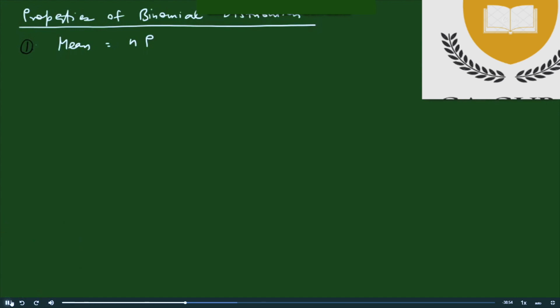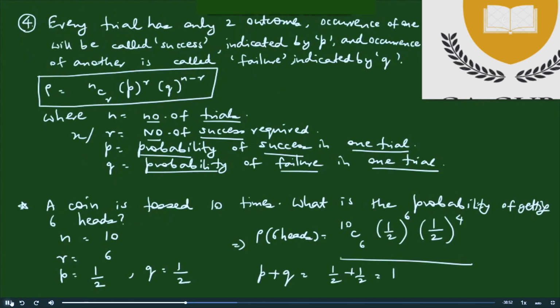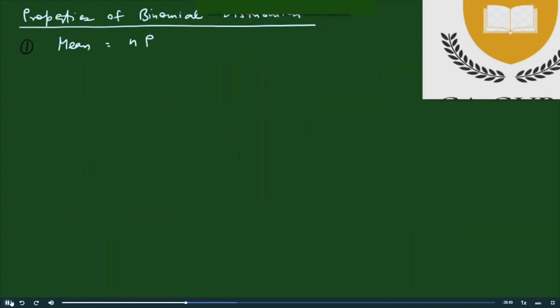Let us take the previous question. n is 10 and p is half. So in that question, the mean will be 10 into 1 by 2, which is 5. In the case of a binomial distribution, we refer to the mean with the symbol mu. So mu is equal to 5 in this case.